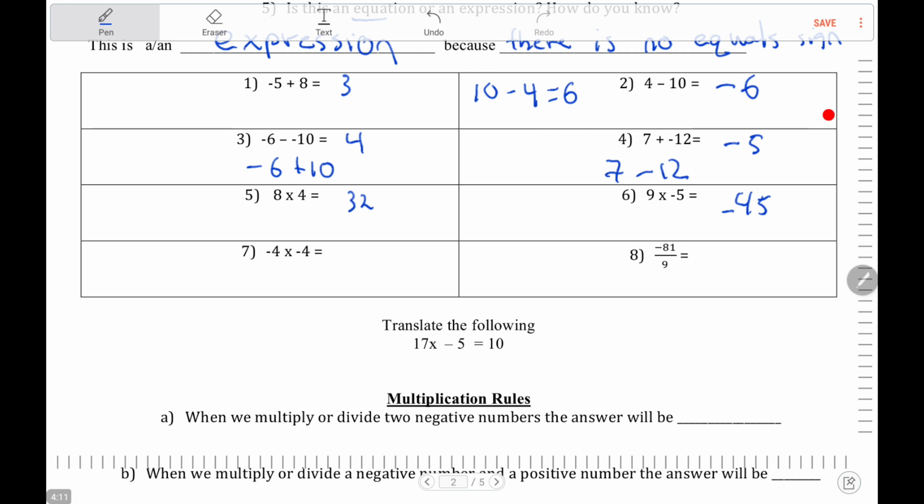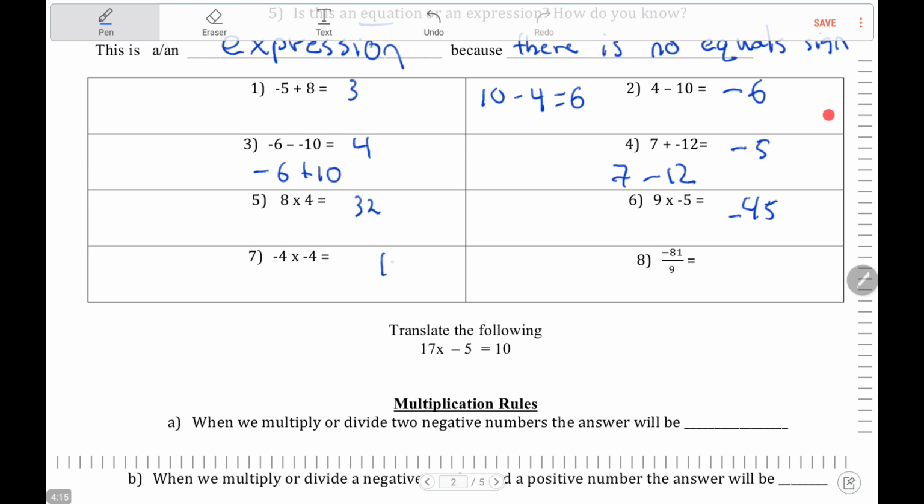Okay, negative 4 times negative 4. Well, 4 times 4 is 16. Now I have 2 negative signs. So if I'm multiplying a negative by a negative, my answer is positive. So I'm just going to keep that 16 there. Negative 81 divided by 9. Well, 81 divided by 9 is 9. And we have a negative divided by a positive. So when the signs are different, our answer is negative.